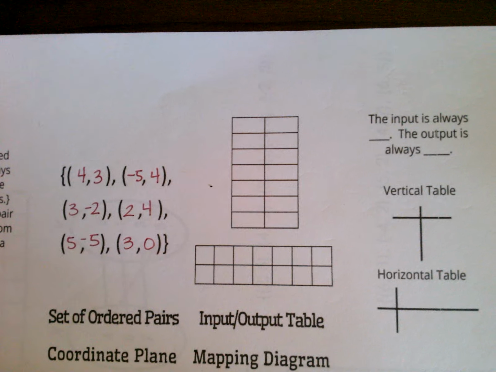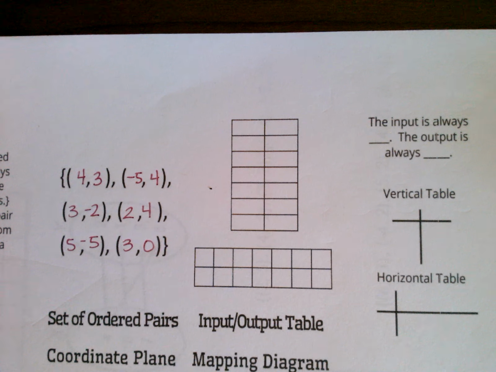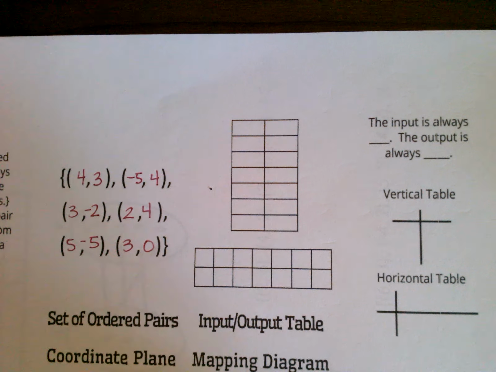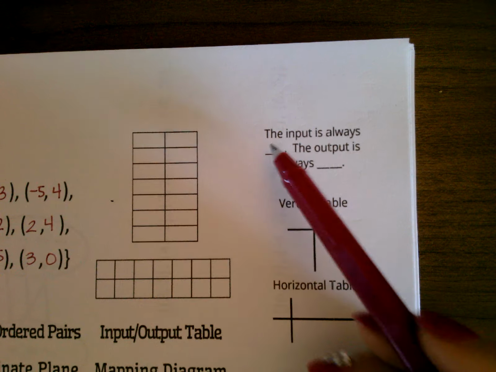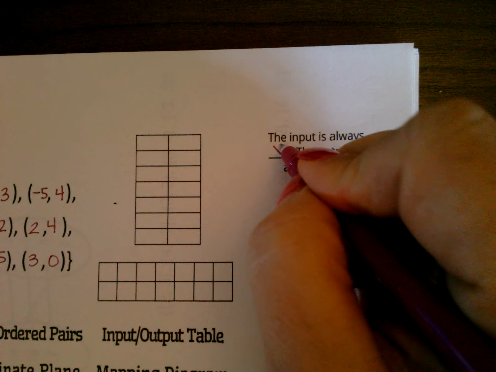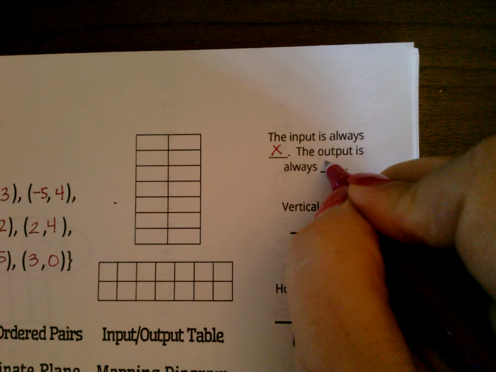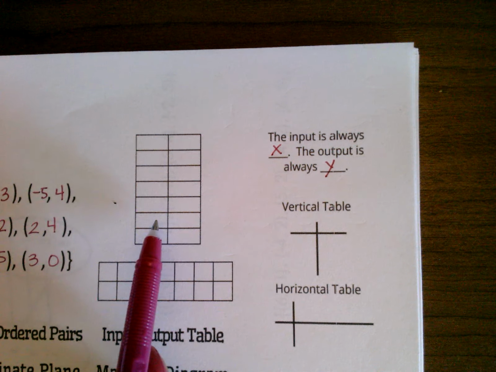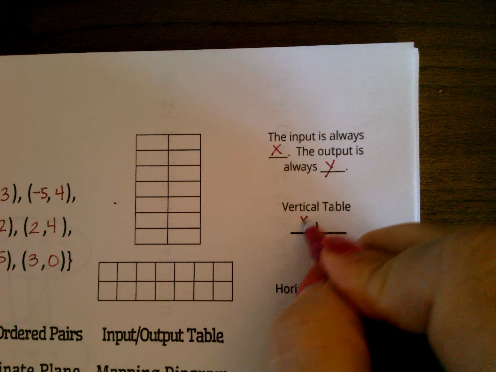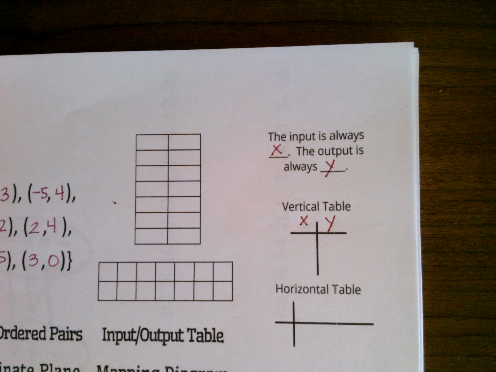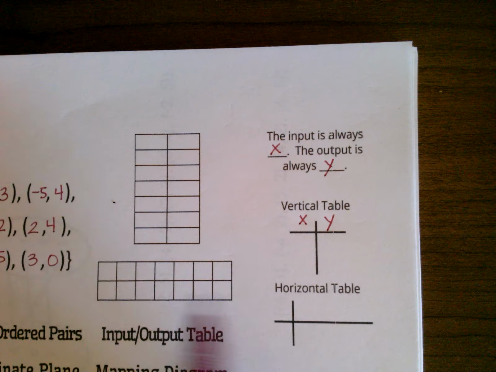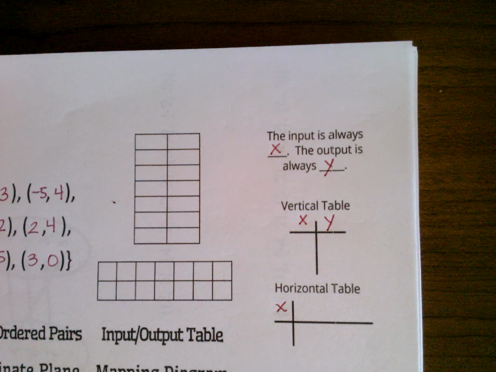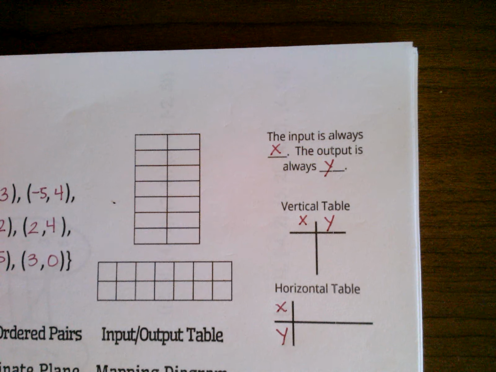Next to that, we're going to talk about input-output tables. Here is one way to write that. Here is another way. The input is always the x's. The output is always the y's. When you're working with a vertical table like this example here, x will be found on the left, y's will be found on the right. When you're working with a horizontal table, x's are found on the top row, y's on the bottom.